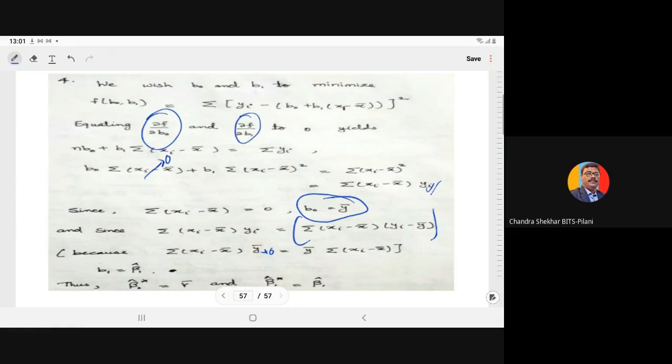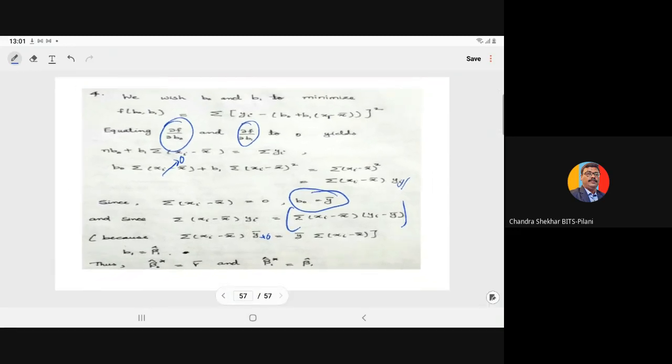So on solving these two normal equations, you will get b1 is equal to beta 1 cap and b naught is equal to y bar. That is the required solution for the fourth question in the tutorial sheet.